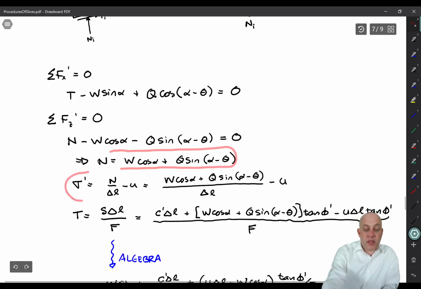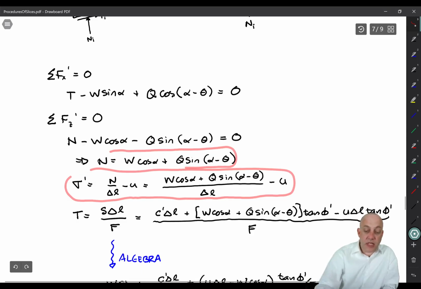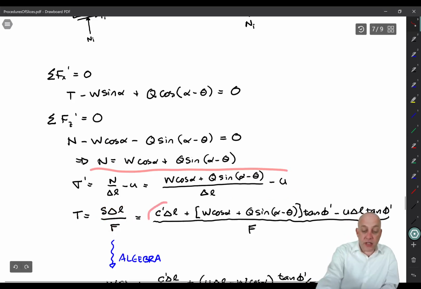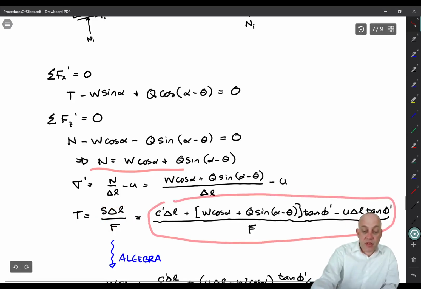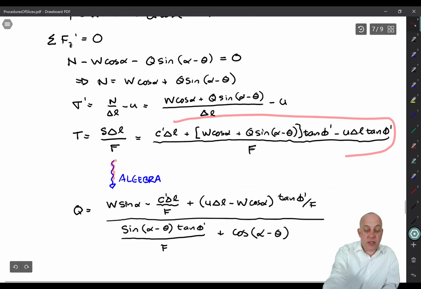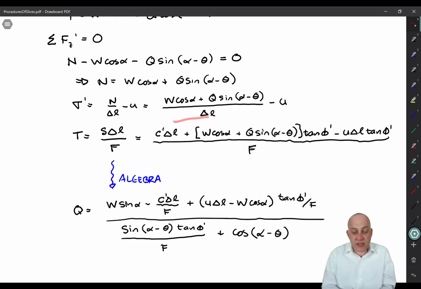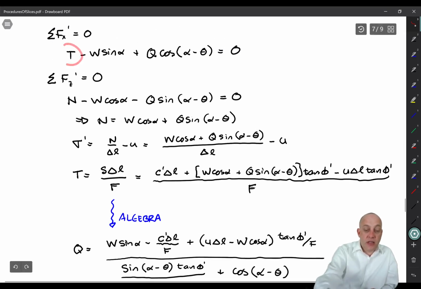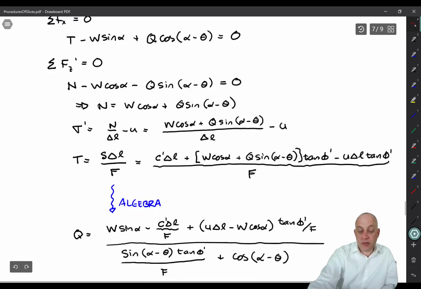Then we compute sigma prime based on our equation for N. And then we substitute it into our expression for T, where we have shear strength times delta L over F. So we get this fairly long expression for big T. Then I'm going to use my algebra magic wand here with this little squiggly blue arrow, and I'm not going to bore you with all of the calculations. But what we'll do is substitute T back up in here, and we will solve for Q, right?